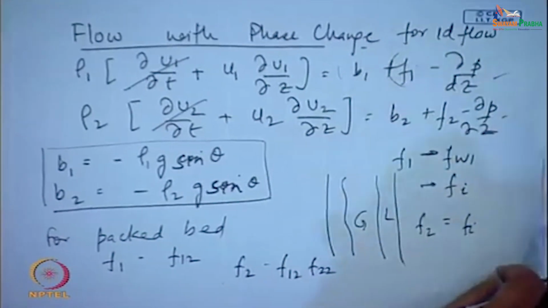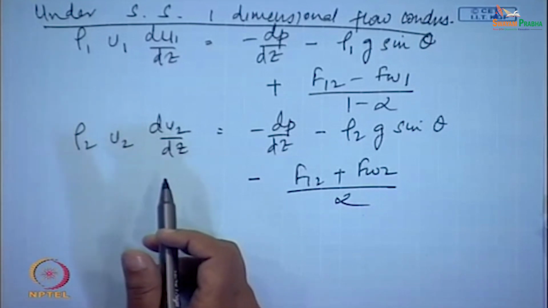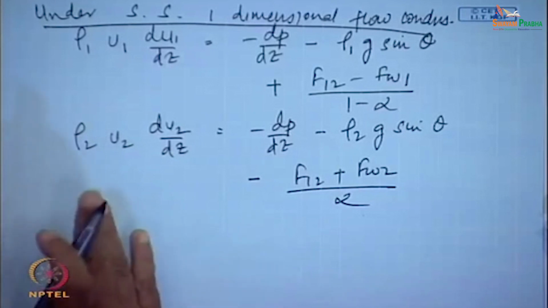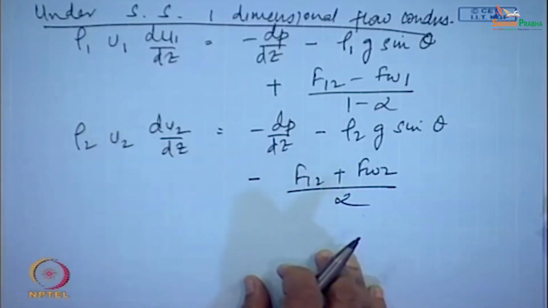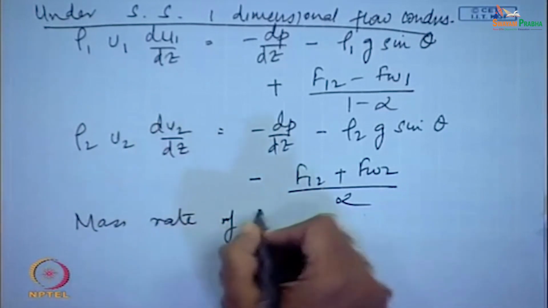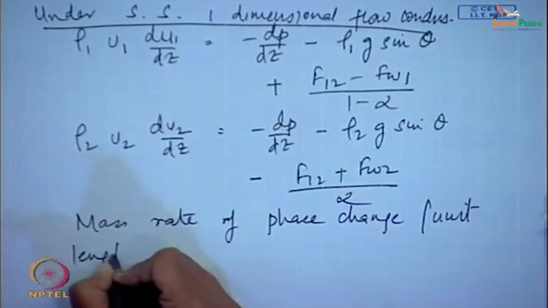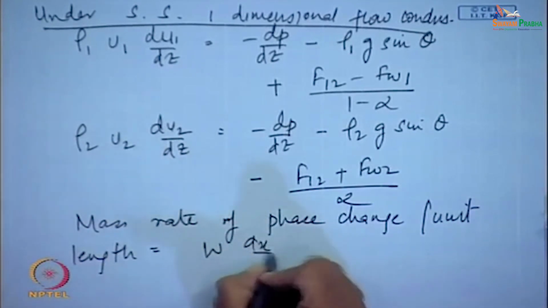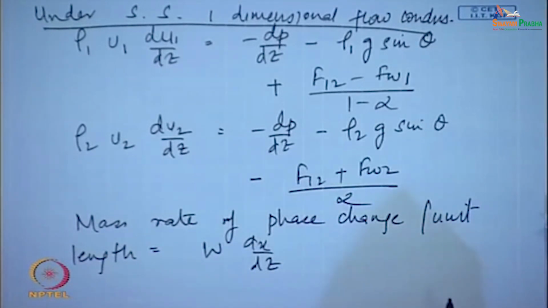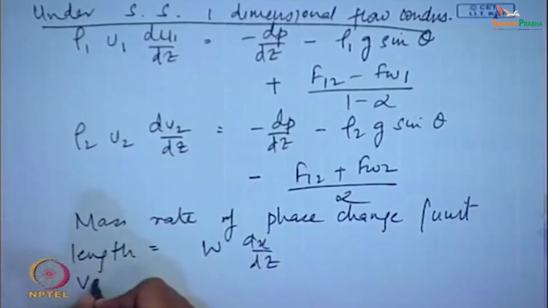Now, tell me, when change of phase occurs, what happens under that condition? There is some portion, you do not know what portion, which changes from the velocity of one phase to the velocity of the other phase. Suppose we assume that the mass rate of phase change per unit length is equal to, say, w dx dz, is not it? Per unit length, what is the mass rate of phase change? It is dx dz per unit weight of the two phase mixture. So for the total two phase mixture, it is going to be w dx dz, is not it? And what is the velocity change for this?